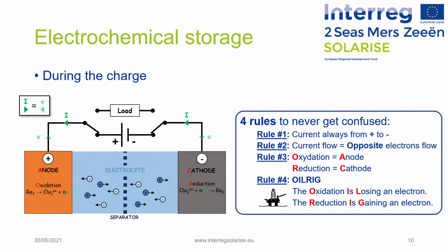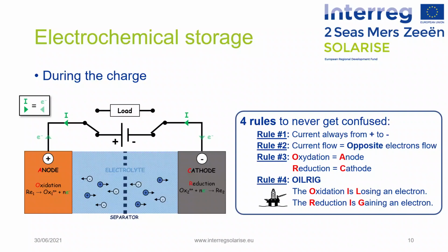Indeed, in order to respect rule number 3, the oxidation occurs at the anode and the reduction always occurs at the cathode. Therefore, since these chemical reactions are changing place from one electrode to the other, then the names of these electrodes are also changing. And of course, anion and cation are also going opposite in the electrolyte.